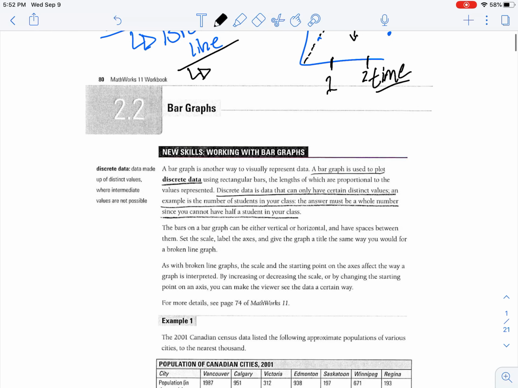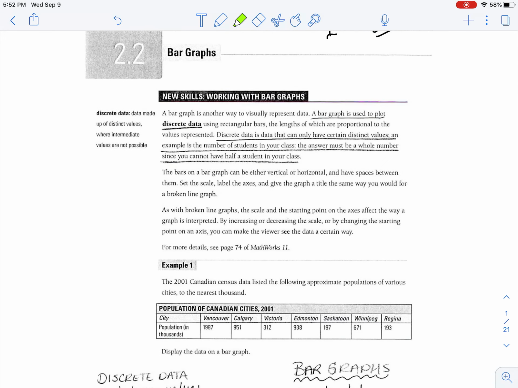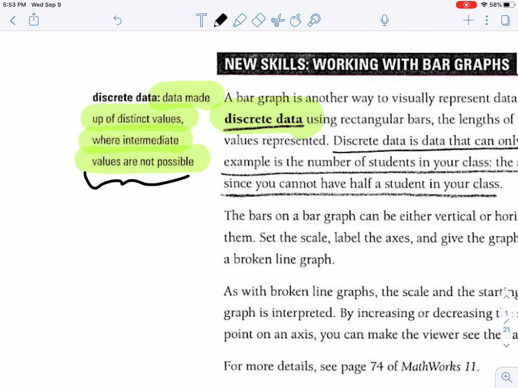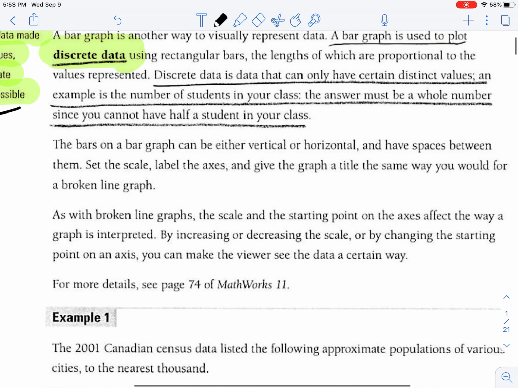How do we deal with data that you can't have in between values, okay? This is called discrete data. So discrete data is made up of distinct values where intermediate values are not possible, okay? So that's kind of a bunch of jargon there. Essentially, you can't have a portion of whatever you're talking about.